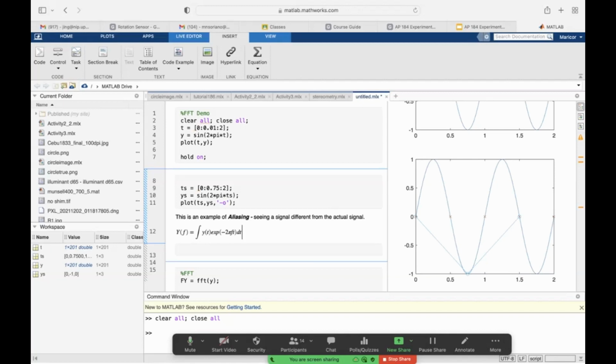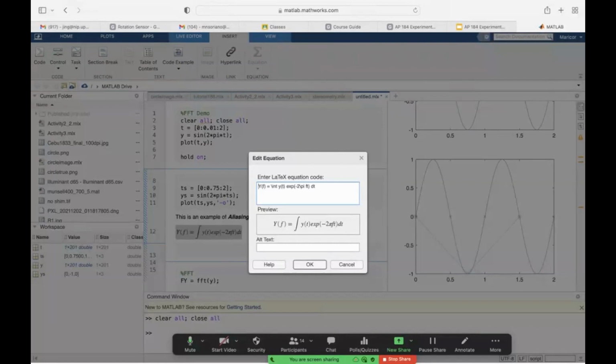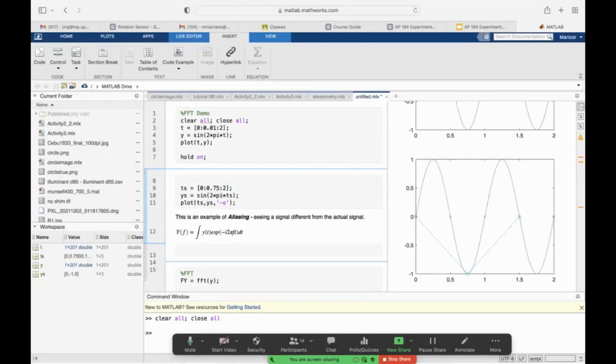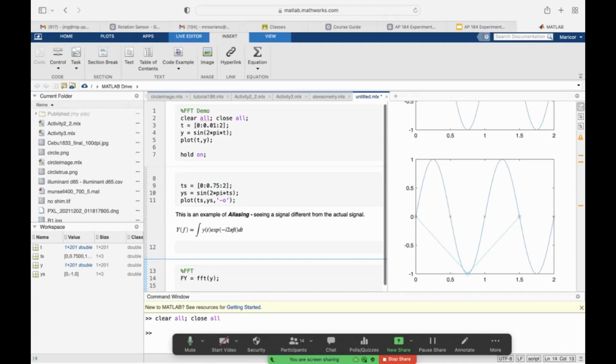Oh, we're missing something. Let me edit. We're missing an I. This is complex, guys. Remember, the exponential of minus I something can be written as cosine of 2 pi ft minus I sine 2 pi ft. So the Fourier transform result is complex. Look, when I run this FFT, it will come out complex.